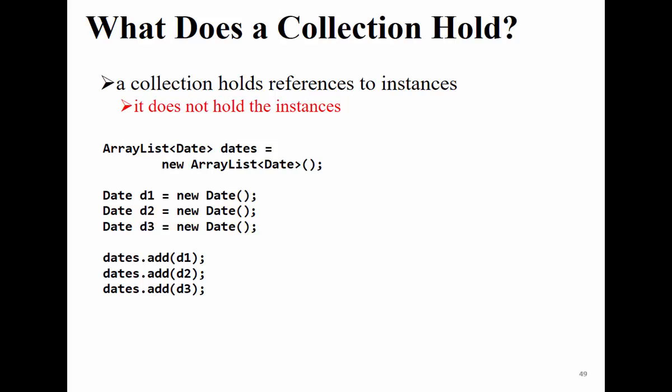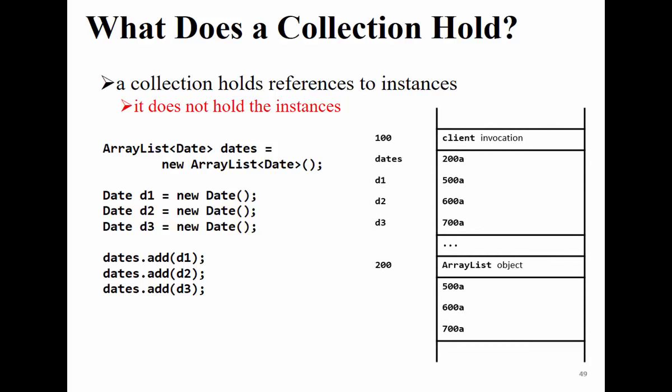So you can see here, we have an array list of Date. Date is an object, okay? And it is not immutable, so the client can change its state once I create it. So here I create 3 dates, d1, d2, d3, and I add them to the list of dates.